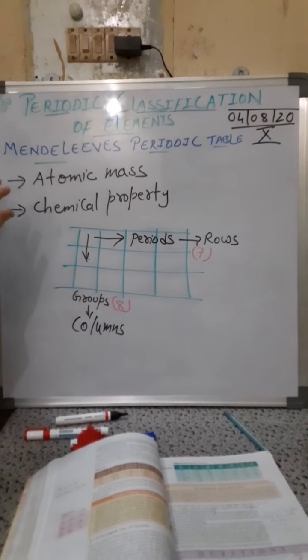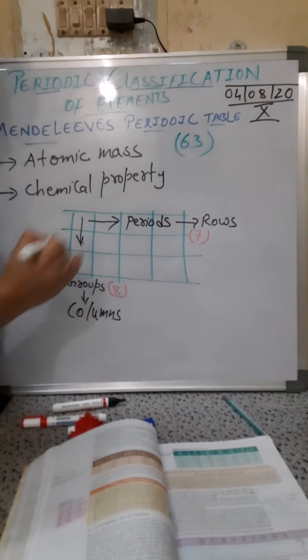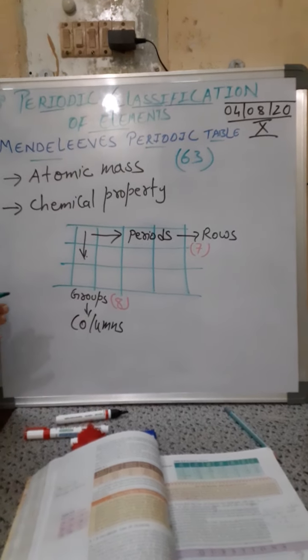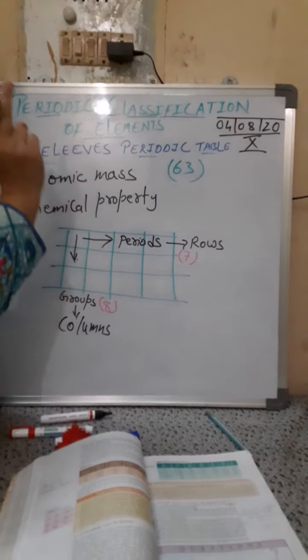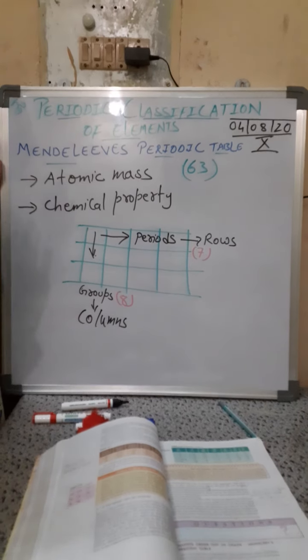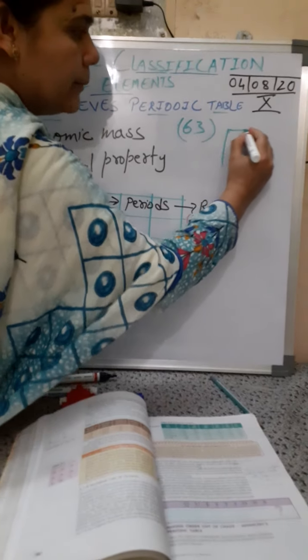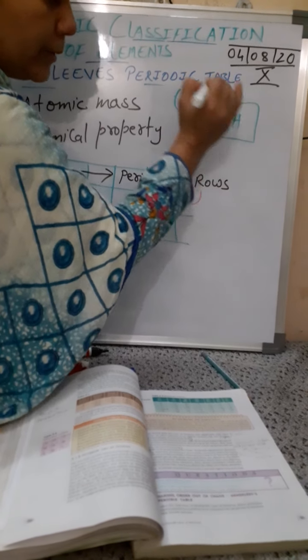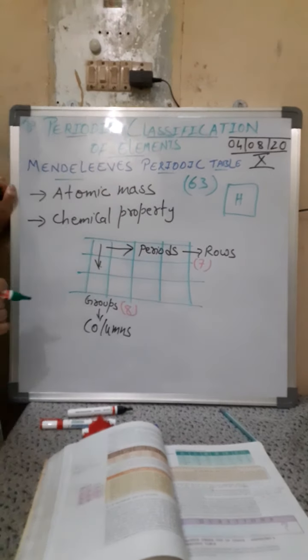Okay, now the question comes, how did he start arranging the elements? By the time Mendeleev constructed his table, there were almost 63 elements known at that time. So he took all these 63 elements and designed a card for each element. Like your playing cards, he designed 63 cards, mentioning on each card the name of the element, the symbol, the atomic mass, the atomic number, and some of its properties. Clear? So like this, he constructed 63 cards.